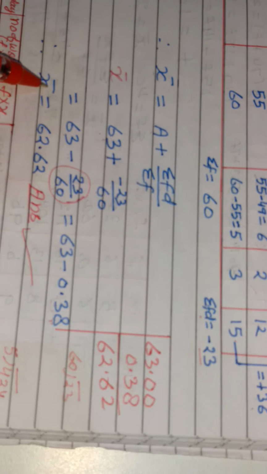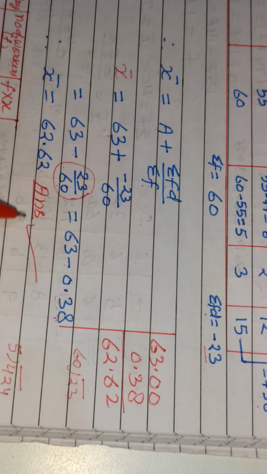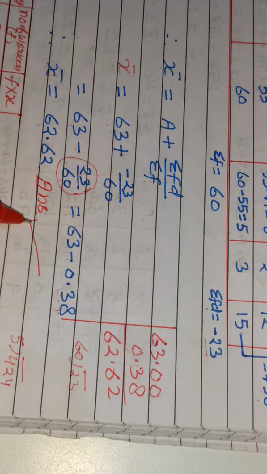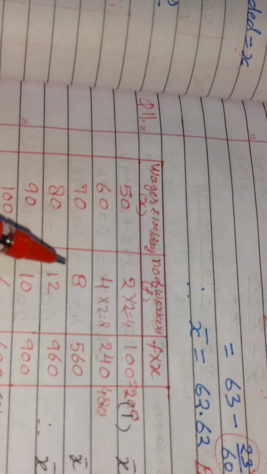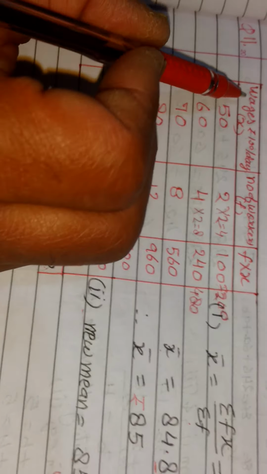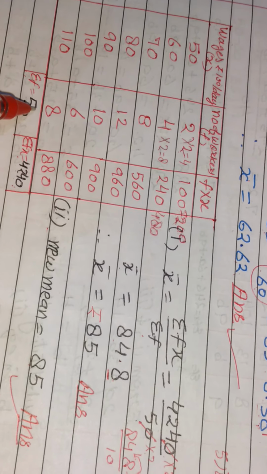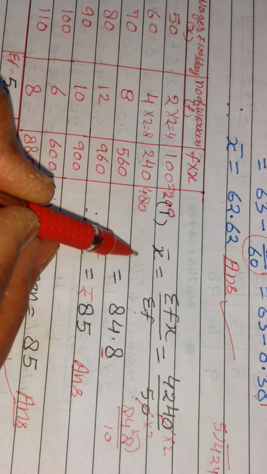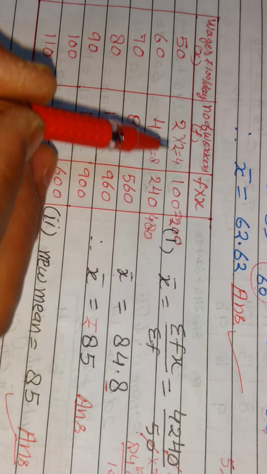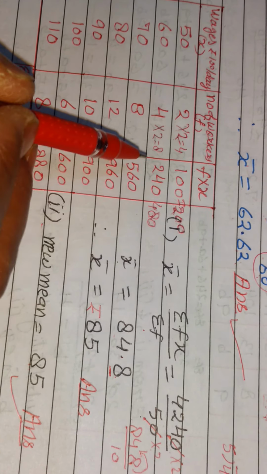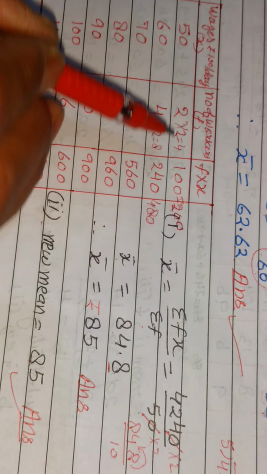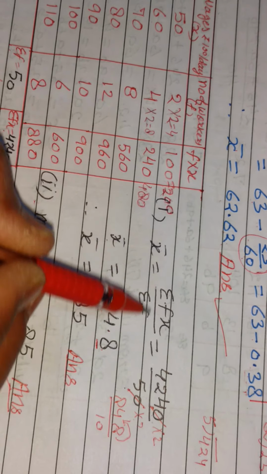So it will come, mean equal to 62.662, answer. Now question number 11, let us do. So x is given, I have written already, and f is written. Now I have used the direct method here. You can do this question by the shortcut method also, but here I have done it by the direct method.